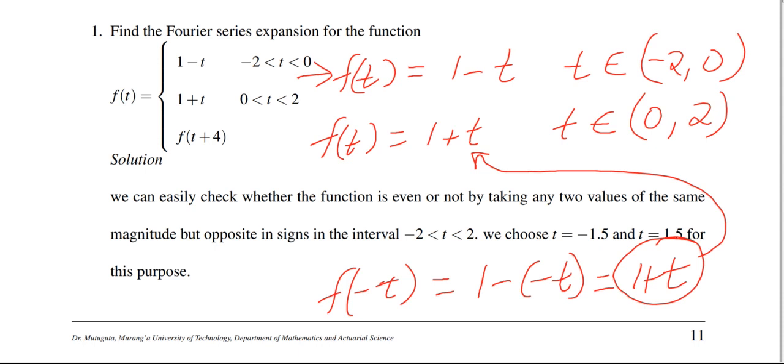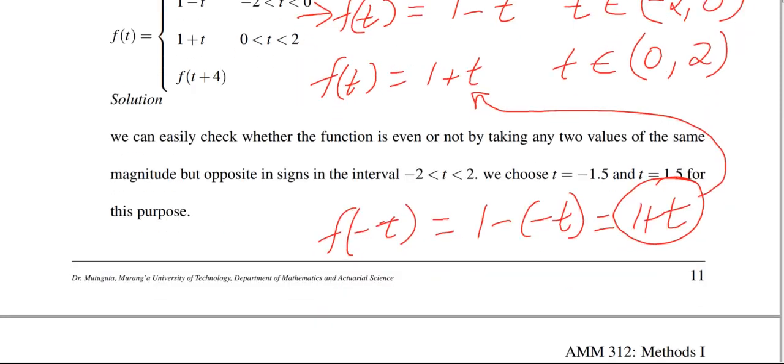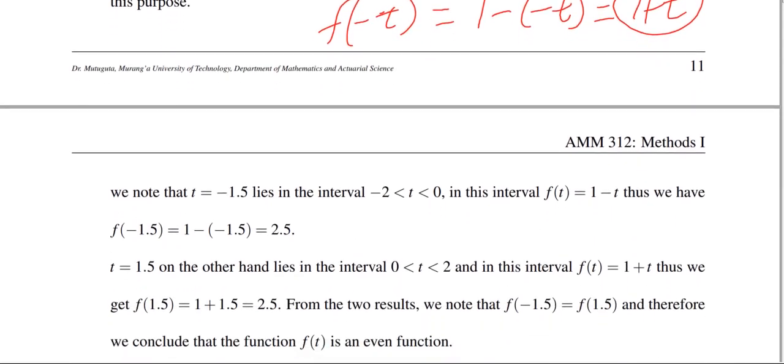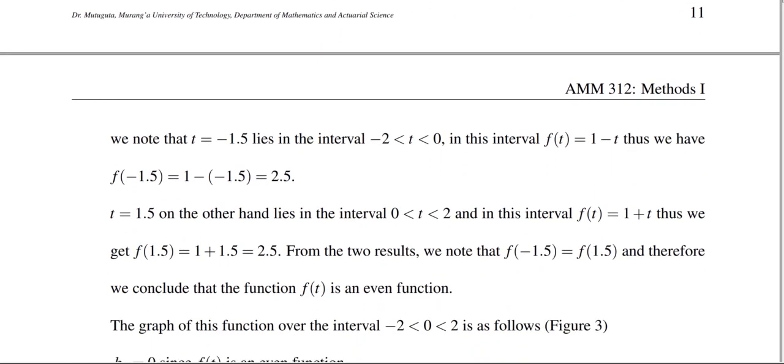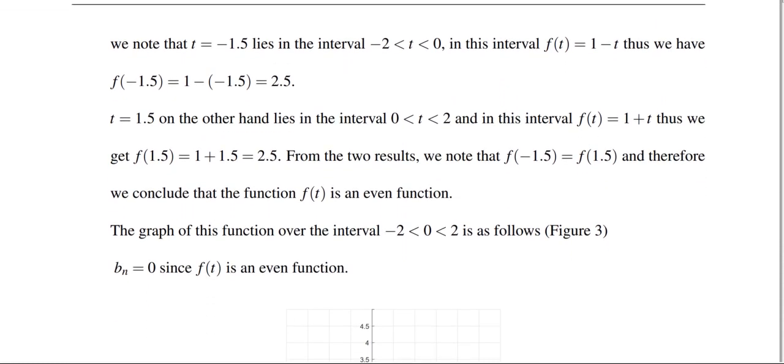Another way we can test is by picking a value. Like we choose a value, t is negative 1.5, which is in between -2 and 0. We substitute here, 1 minus (-1.5) will give us 2.5. Then in the other interval, we take a value of the same magnitude, so in this case, 1.5. We substitute here, we get 1 plus 1.5, and the value is 2.5. And in that case, we see that we get the same result. And that means that the function is even.